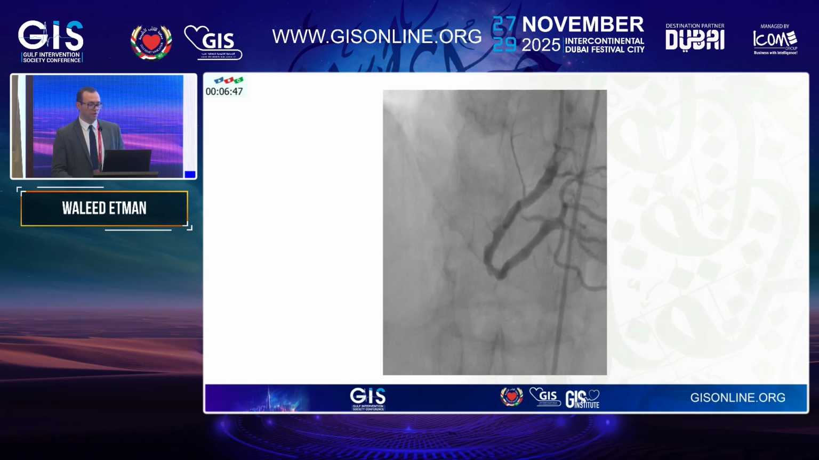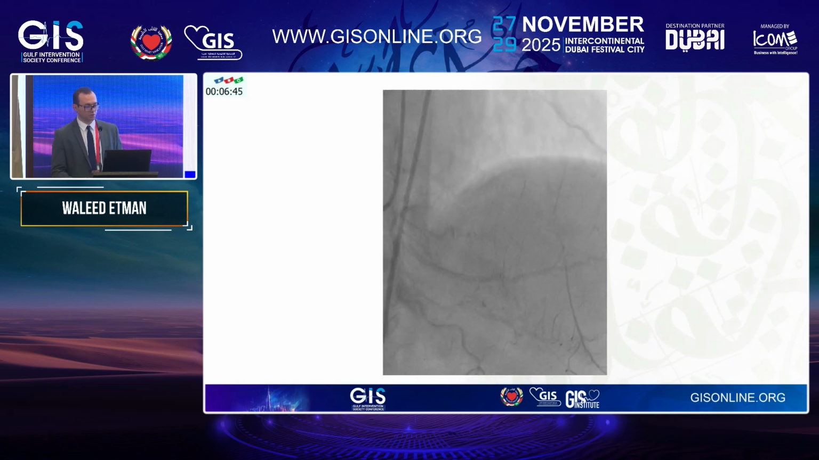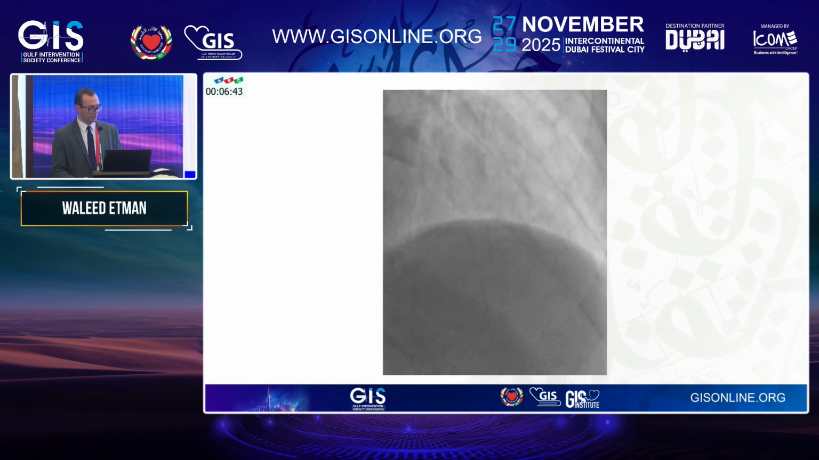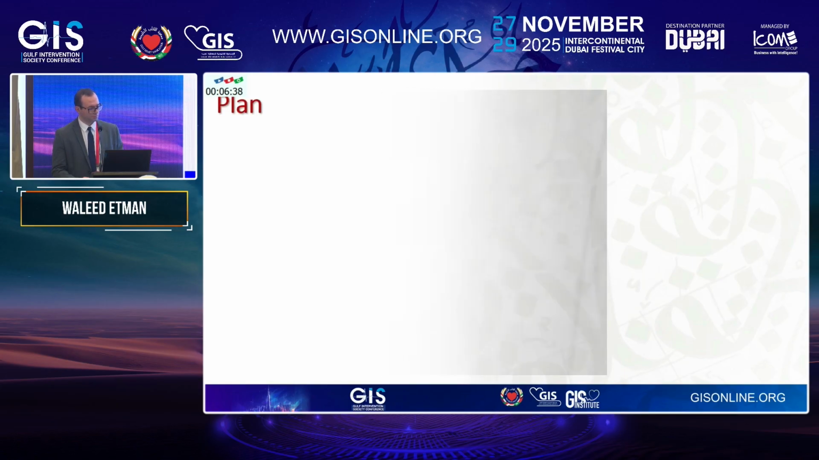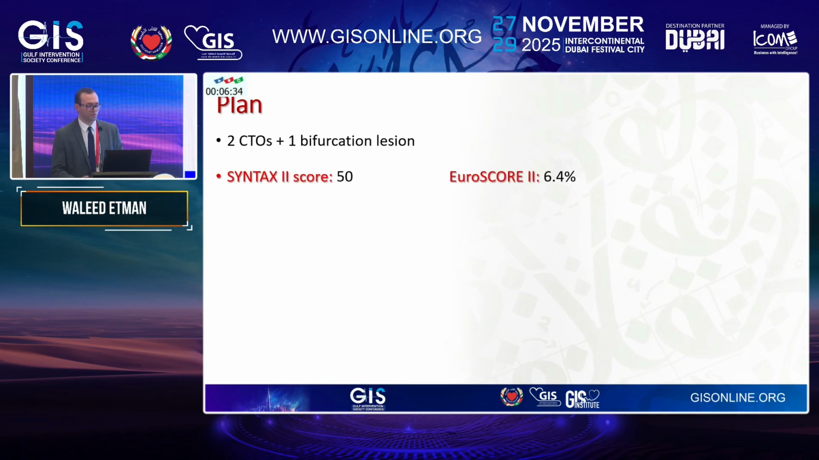The right coronary showed atherosclerotic disease, but with no significant lesions. We can appreciate that it was giving some retrograde flow to the left system. So we have two CTOs and one bifurcation lesion. SYNTAX score was 50, EuroSCORE 6.4%. The PCI CHIP score was 5.